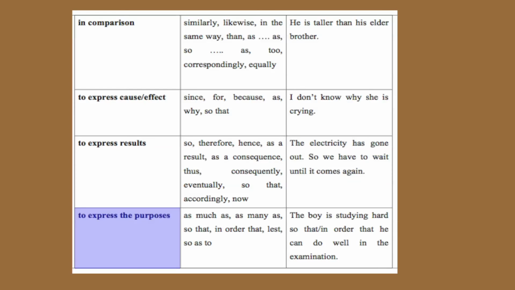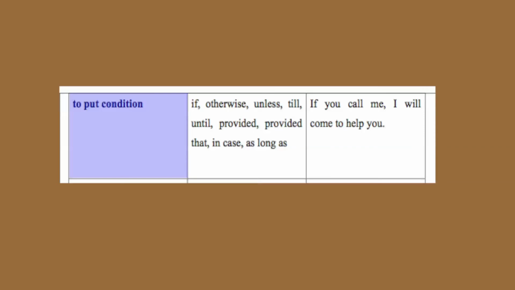To express purposes, as much as, as many as, so that, in order that, lest, so as to are used. The example is, the boy is studying hard so that, or in order that, he can do well in the examination. So that or in order that are the sentence connectors here. To put condition, if, otherwise, unless, till, until, provided that, in case, as long as are used. The example is, if you call me, I will come to help you.